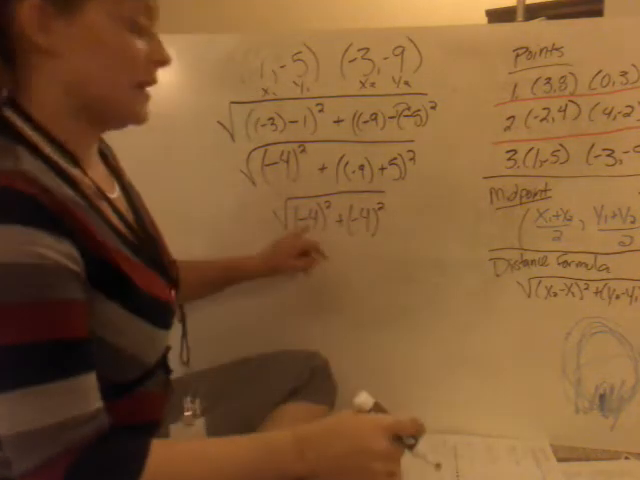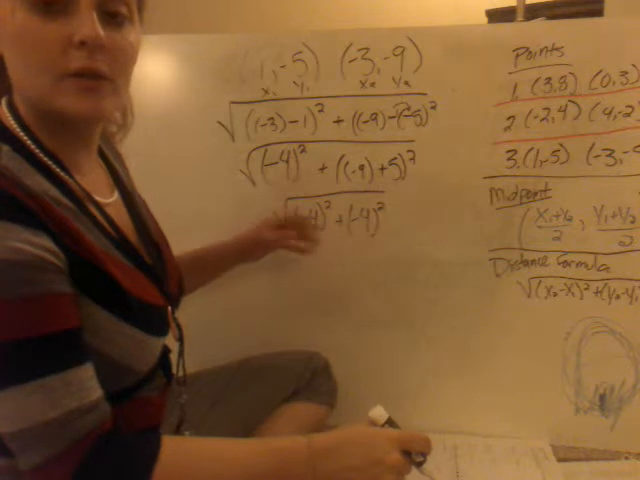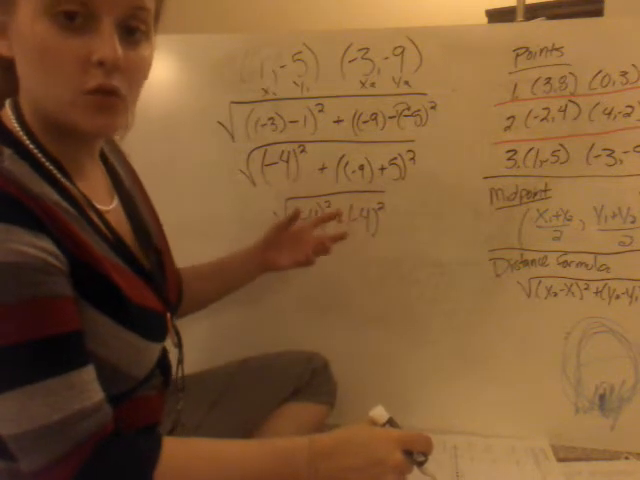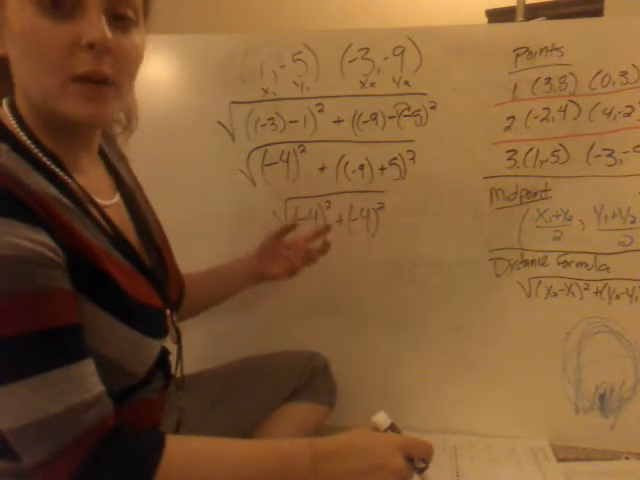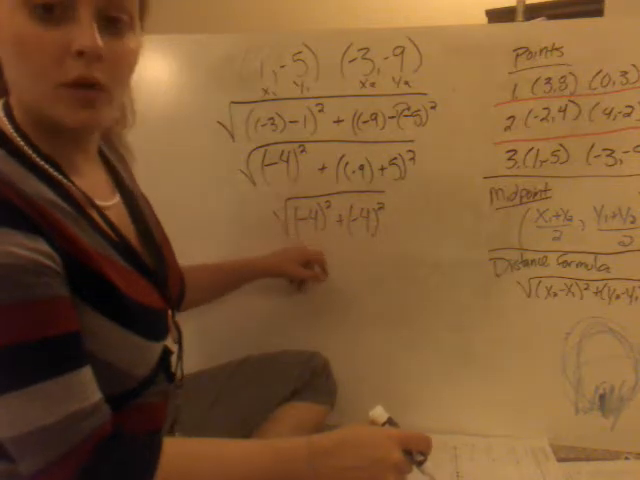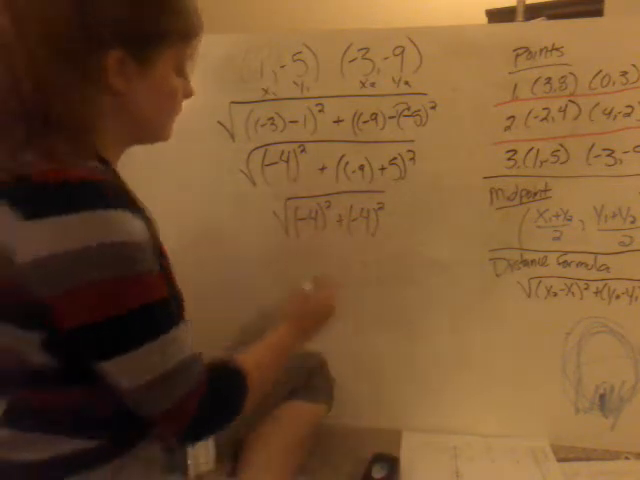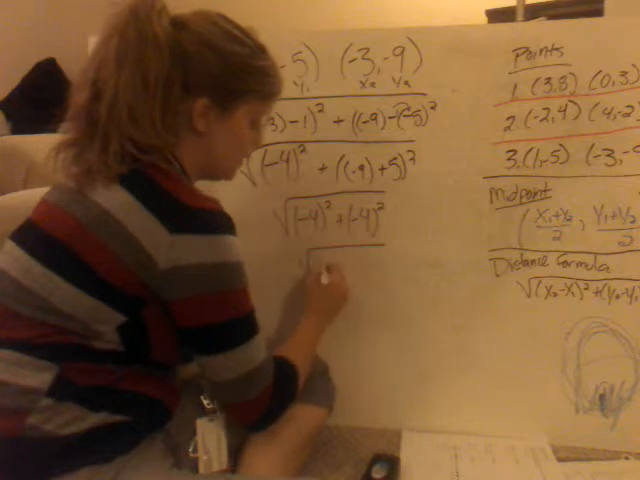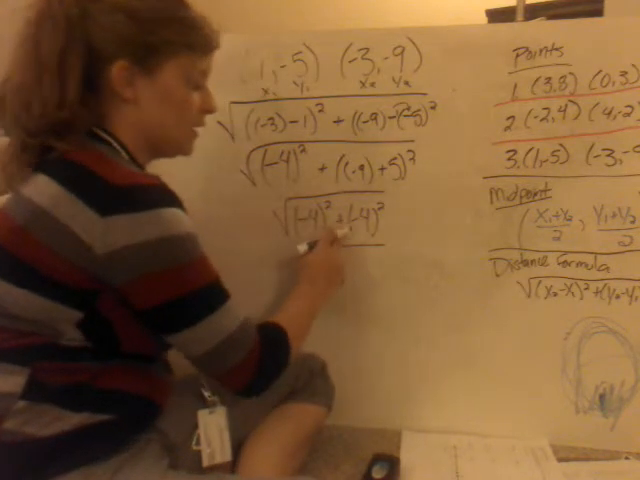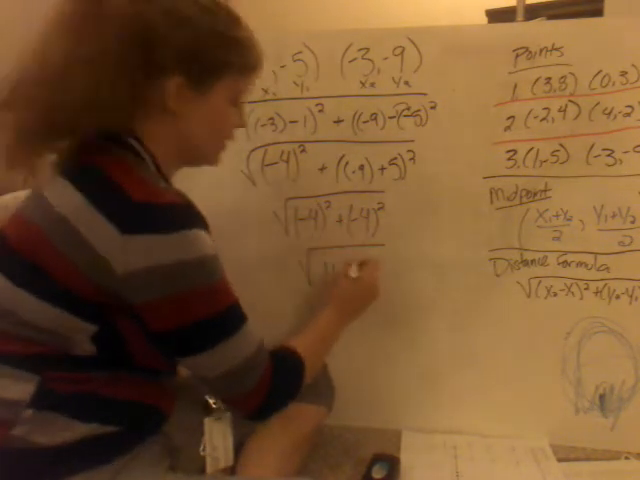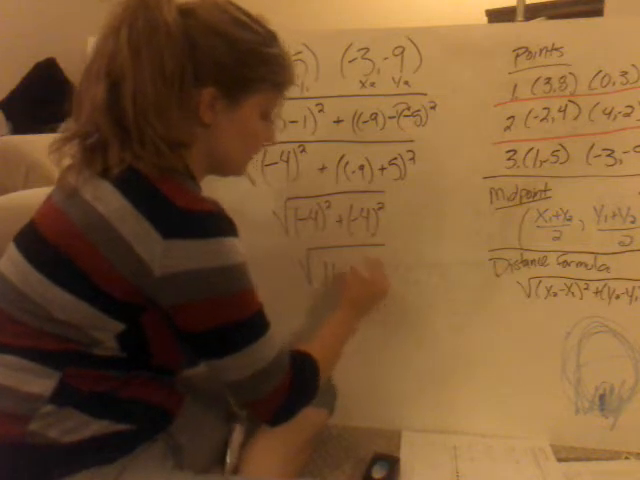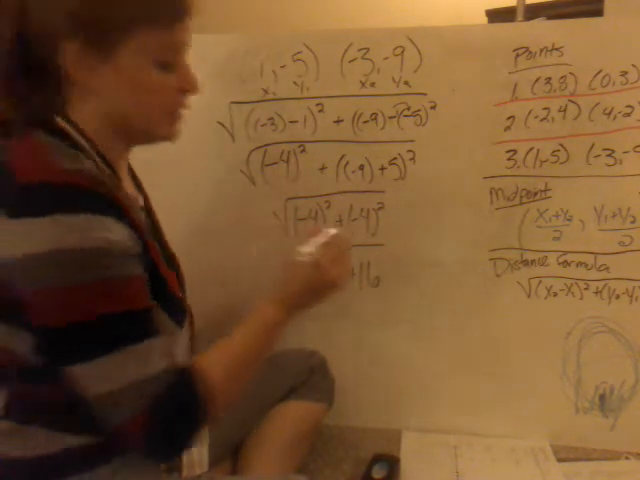We've already decided that a negative times a negative is positive, because this is going to be the same number times itself, because it's squared. 4 times 4 is 16. So I've got the square root of 16 plus, it's the exact same number, so plus 16. 16 plus 16 is 32.